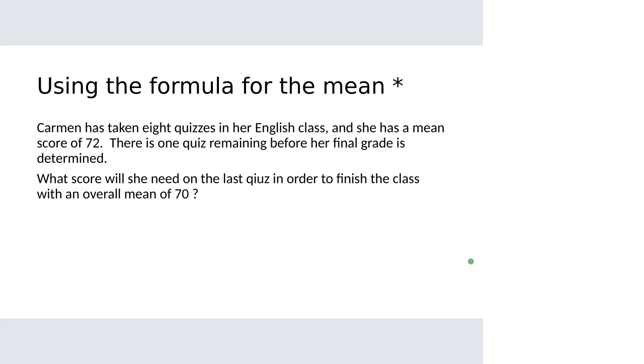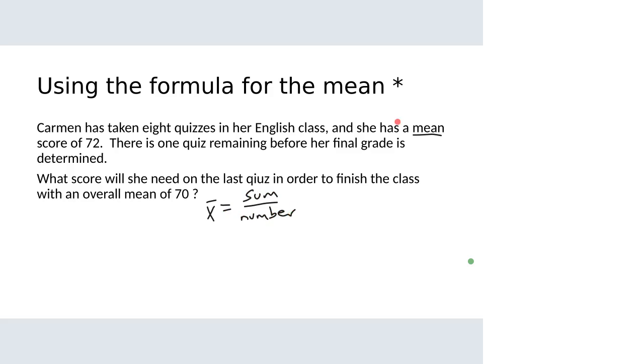Carmen's taken 8 quizzes. She has a mean of 72. There's 1 quiz remaining before her final grade is determined. And so since this mentioned the mean, what we can kind of lean into is that the mean is the sum of her data points divided by the number of data points.